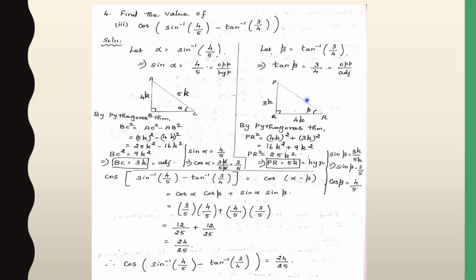So using Pythagoras theorem, PR square equal to PQ square plus QR square. In the Pythagoras theorem, the square on the hypotenuse side must come alone. Since we don't know the hypotenuse here, we write it this way. So PR square, that is square on the hypotenuse, is equal to the sum of the squares on the other two sides. So 3k square plus 4k square comes, that is 9k square plus 16k square. Adding gives 25k square. We need only the value of PR, so PR equal to 5k. That is nothing but the hypotenuse side.